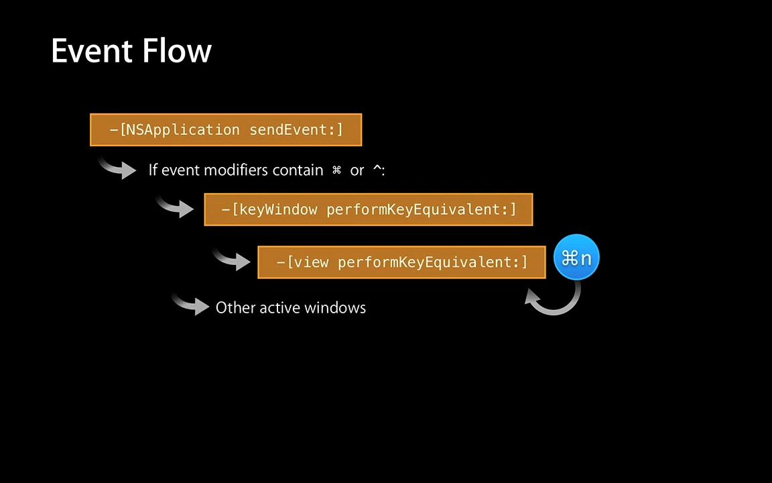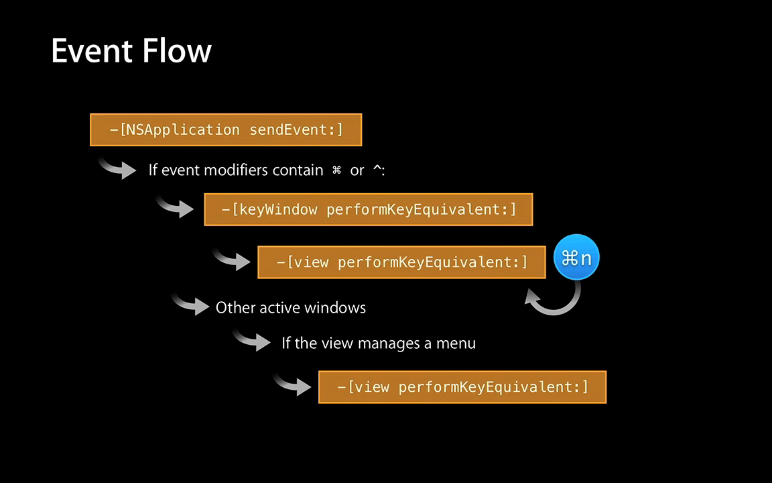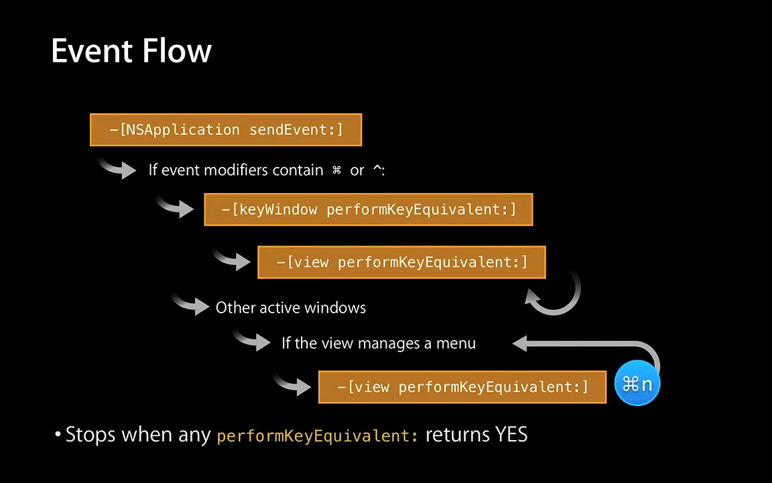Now, assuming the event is not handled by performKeyEquivalent, it will also try other active windows. What do I mean by an active window? I mean a window such as a drawer attached to the key window, or a sheet, or the main window if it's different than the key window. But in this case, it only calls performKeyEquivalent on views that manage menus. That specifically means pop-up buttons and segmented controls that have menus. So for example, a pop-up button in the main window can handle key equivalents. And this is recursive in the same way. Now, if performKeyEquivalent returns yes, that's a way of indicating that the view handled the key equivalent. And if it returns no, it indicates it doesn't, and the recursion should continue.